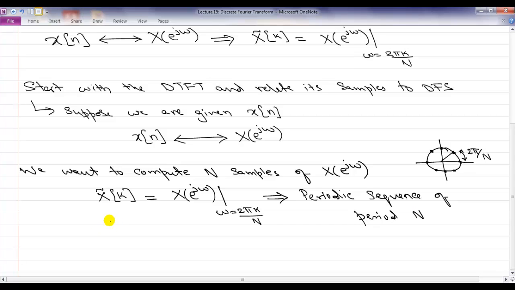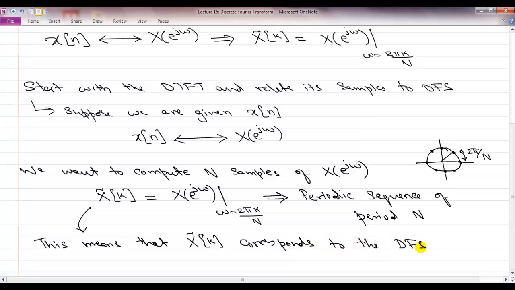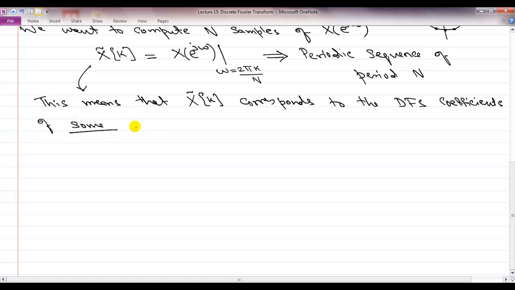Now, since it's a periodic sequence, I could say that this sequence is related to some discrete Fourier series coefficients of a sequence. Okay, so this means that x tilde of k corresponds to the discrete Fourier series coefficients of some periodic sequence x tilde of n. Okay, and our goal is to find this x tilde of n. And based upon the previous discussion, if your x[n] had a length smaller than capital N, then this x tilde of n will just be a periodic repetition of that sequence.